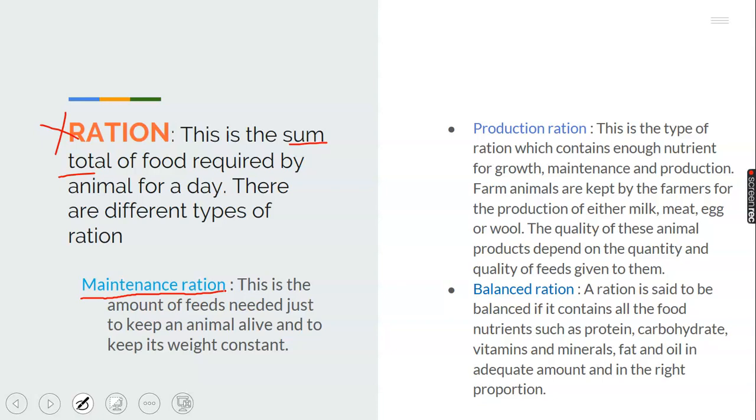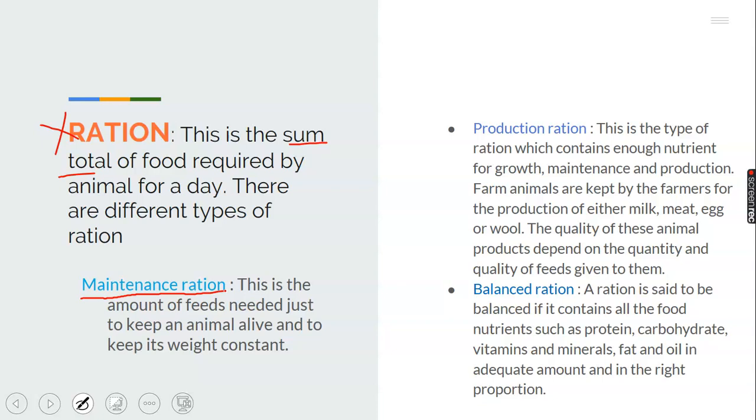If you have a farm, take for example a poultry farm, if the birds are not well fed, what do you think will happen? It can lead to malnutrition. The animals will be affected. Different diseases can attack such animals, and their weight will reduce. Maintenance ration is very important to keep these animals alive.